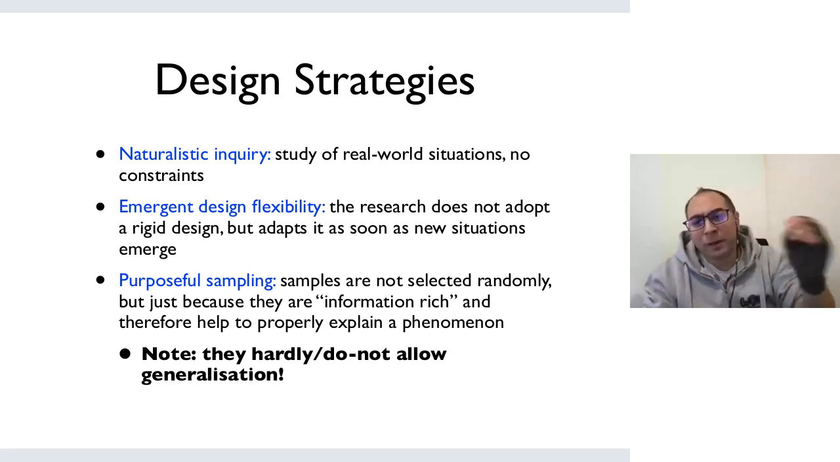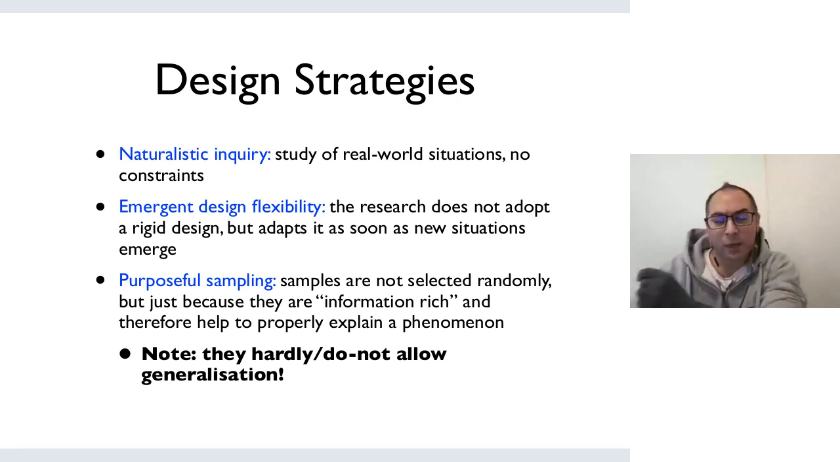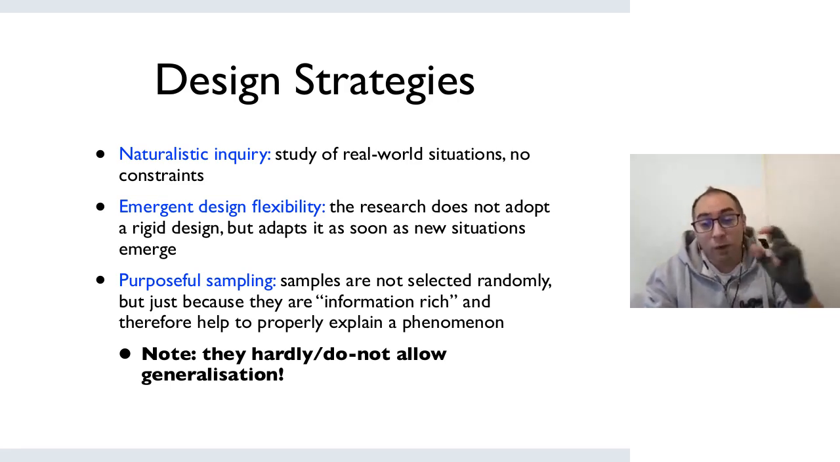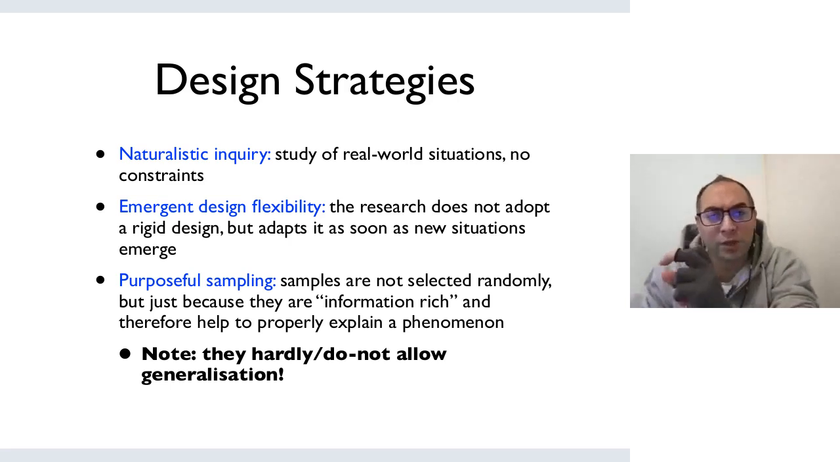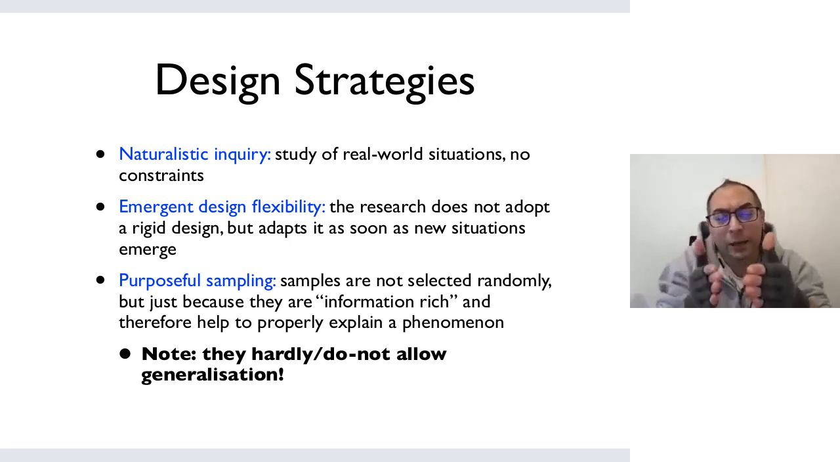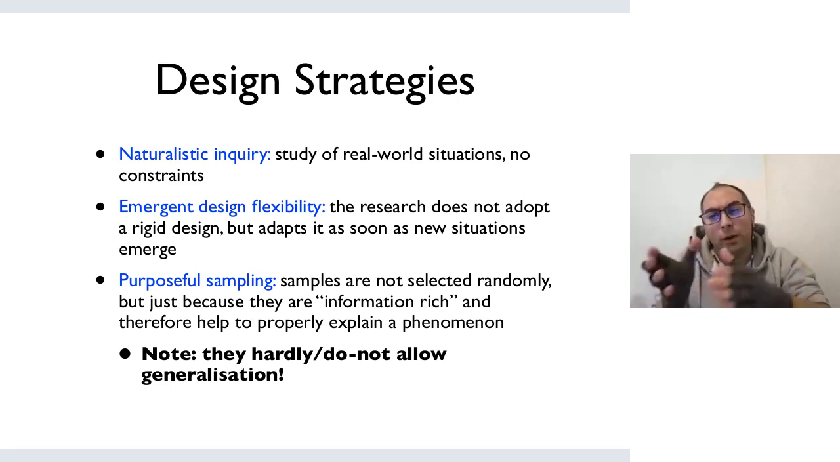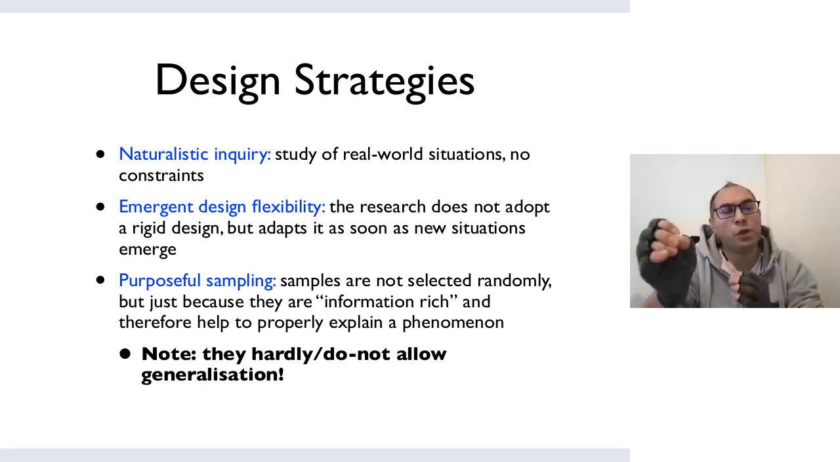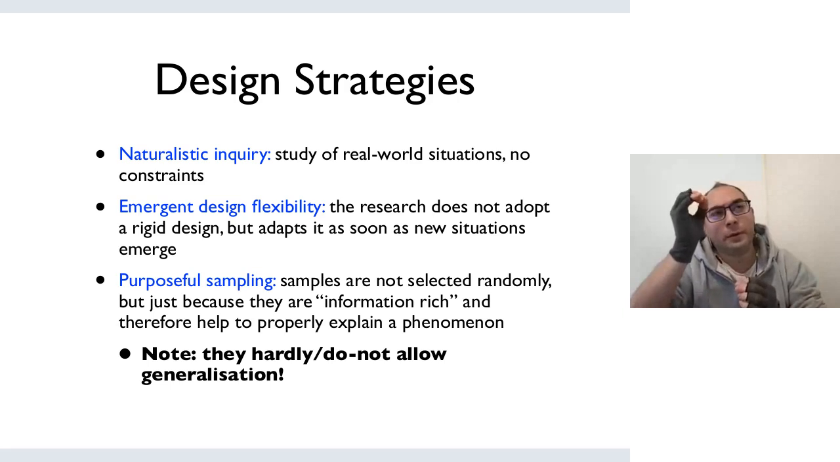Now, typically, emerging design flexibility is accompanied by purposeful sampling. It means you are not selecting your sample randomly. You are not even controlling your sample. You are leading your sample to the discovery of your theory, which means you want to select the samples that are most appropriate to giving you the information that might lead to the discovery that you are looking for.